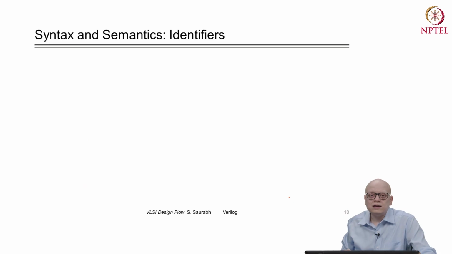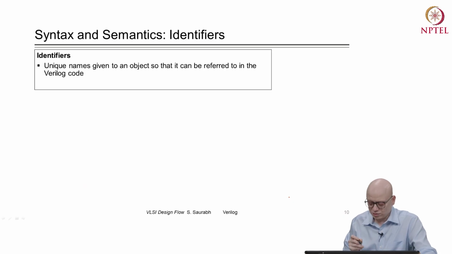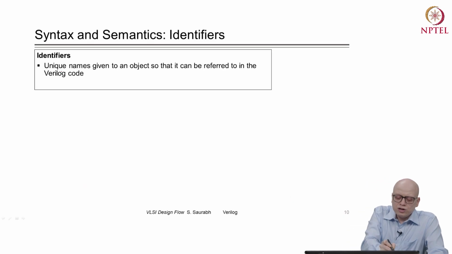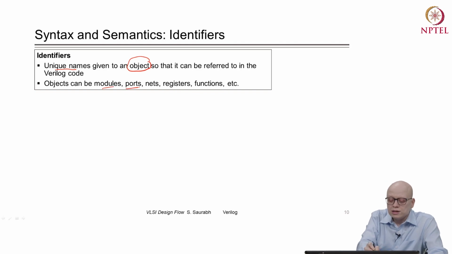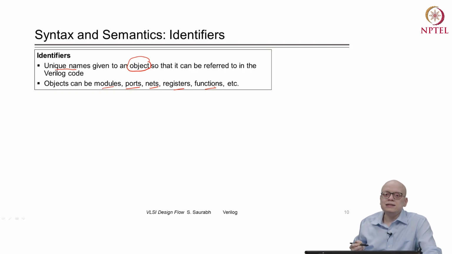Then we should understand what identifiers are in Verilog. Identifiers are unique names given to an object so that it can be referred to in the Verilog code. And for what objects do we want to give a unique name? We want to name modules, ports, nets, registers, functions. Whatever RTL or design entities are there, we want to give them a name so that we can refer to them later in the code for various purposes.